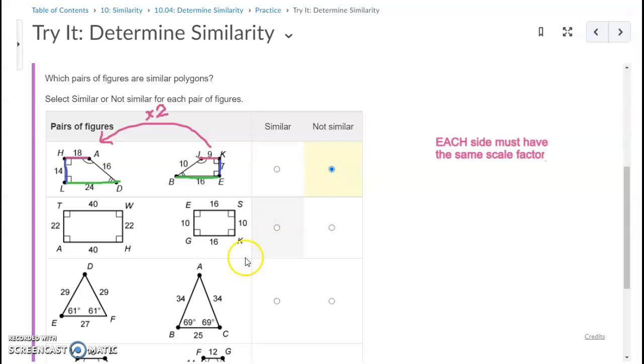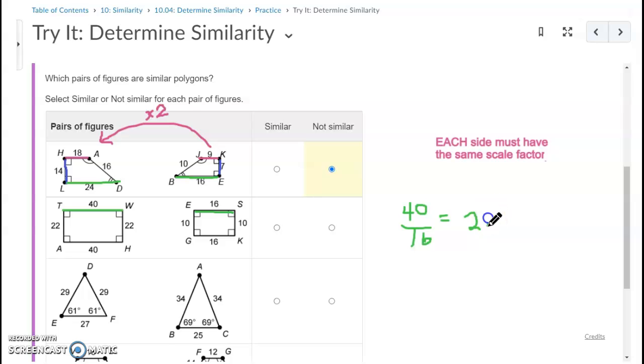Let's look at the next example. Now you can pick any side you want to get started with. I'm just going to go ahead and start with the top. We have this side 16 here, and it corresponds to the 40 in the other rectangle. 16 times what number gives me 40? Well, you might have to use a calculator for this. 40 divided by 16 to see what that equals. And that is 2.5 actually.